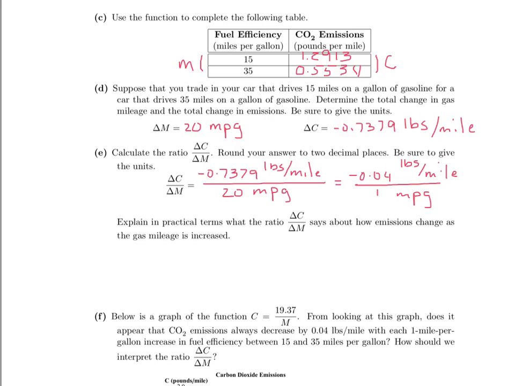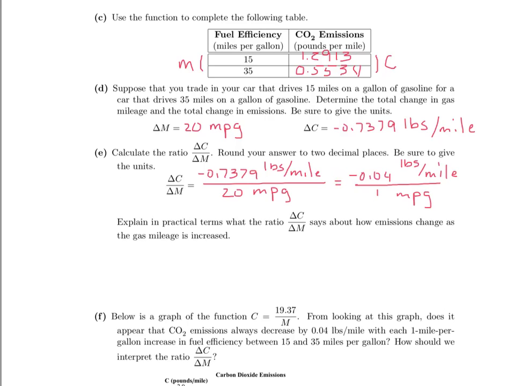Now let's explain in practical terms what the ratio delta C over delta M says about how the emissions change as the gas mileage is increased. Well, let's go and look up at our fraction above here. The denominator represents the change in mileage. So we have a 1 mile per gallon increase in our mileage, or in our fuel efficiency, and the numerator represents the change in our emissions. So our emissions are dropping by 0.04 pounds per mile.